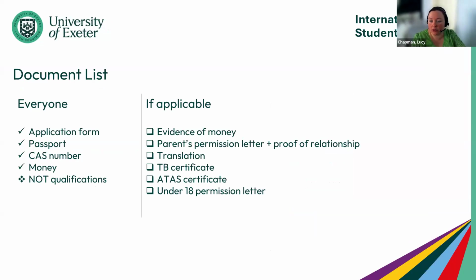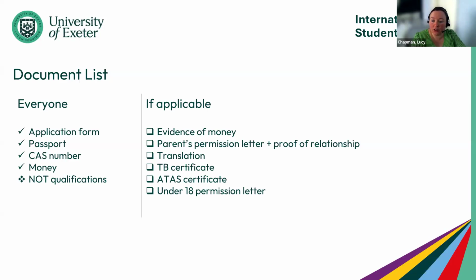Okay, let's summarize the documents. Everyone will need to fill in an online application form and have a passport and CAS number. Everyone will also need to prepare their money. Remember, you do not need to provide evidence of your qualifications with your application if you are studying at undergraduate or postgraduate level at the University of Exeter.